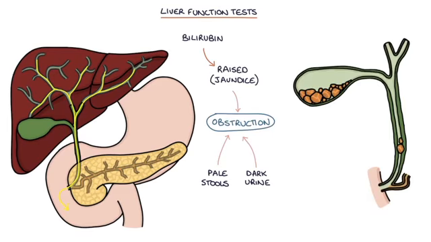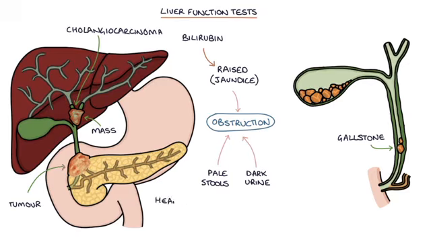Bilirubin is not able to flow out of the bile duct. Obstruction may be caused by a gallstone in the bile duct or by an external mass pressing on the bile duct, for example, a cholangiocarcinoma or a tumour of the head of the pancreas.